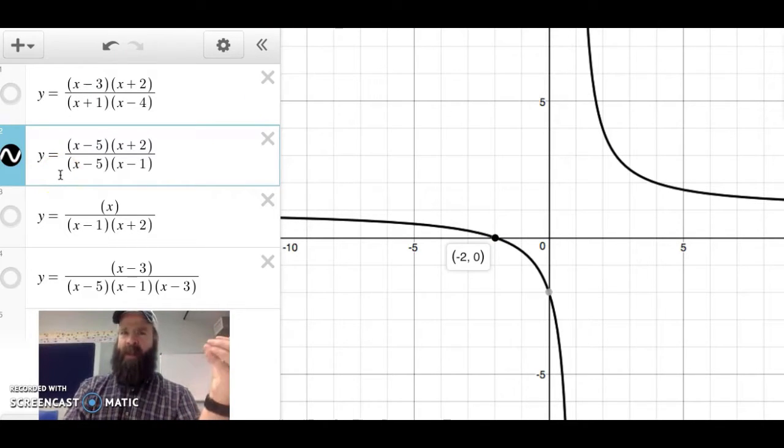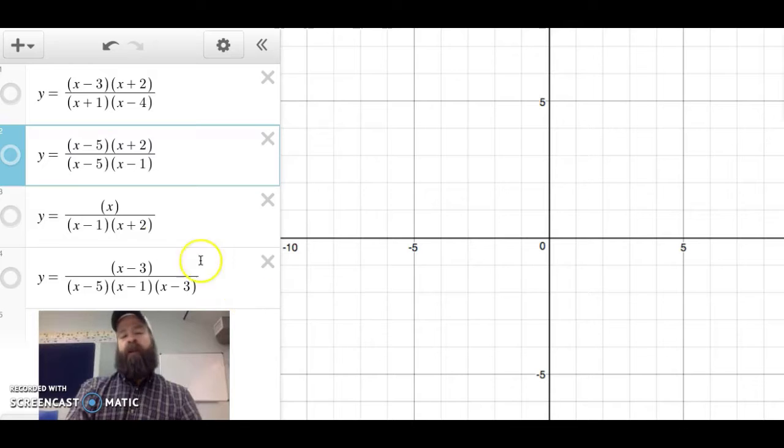Well, there's a factor on top and a factor on bottom that give you that thing, and it cancels away. So there should be a hole at 5. And there is. Note that keeps you from having the x-intercept there. All right. So if I were finding the y-intercept on this third one, I'd do the same thing.